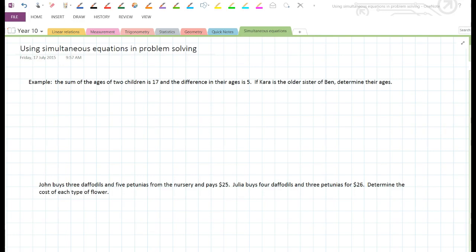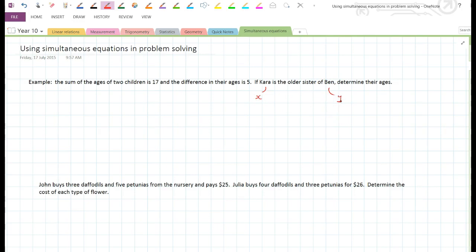But in reality, we're going to end up with questions that we're not going to be able to guess by trial and error. It will take us forever. So a much more efficient method is to use algebra. In order to set this up, we need to attribute variables to some of the aspects of this question. So the ages of two children: it's Cara and Ben. So let's give Cara X and Ben Y.